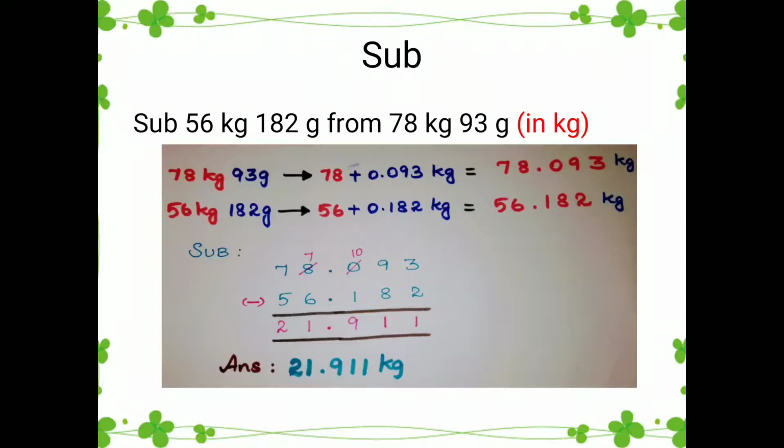Now we are going to subtract it. At the last you are going to subtract. In subtraction, the first number should be the greatest number. So 78.093 minus 56.182. When you subtract, you will get the answer as 21.911 kilogram. While you are subtracting, do the borrowing carefully. So here your answer is 21.911 kilogram.